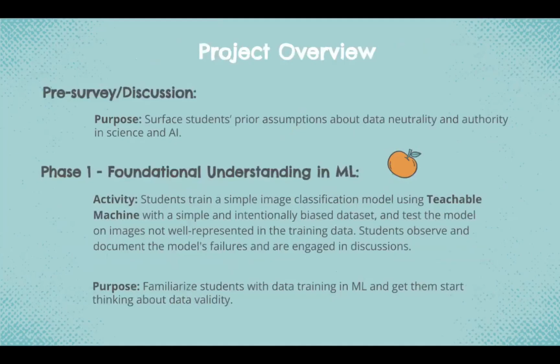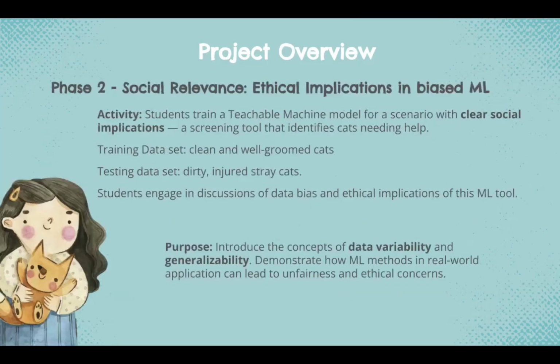So I'm going to give an overview of my project. In phase 1, the students are going to gain a foundational understanding in machine learning through Teachable Machine, using a provided dataset that is very simple but intentionally biased. They're going to document the model's failures and engage in discussion. This simplified activity is designed to familiarize students with data training in machine learning and get them started thinking about data validity. In phase 2, students again train a Teachable Machine model for an application scenario with clear social implications.